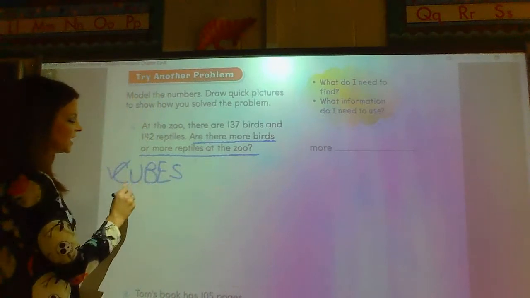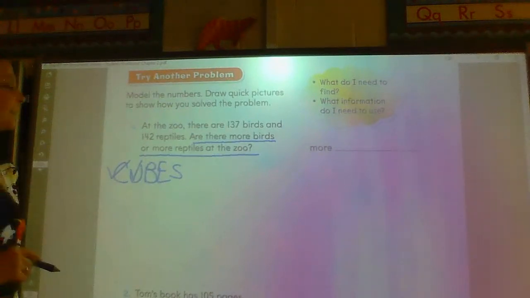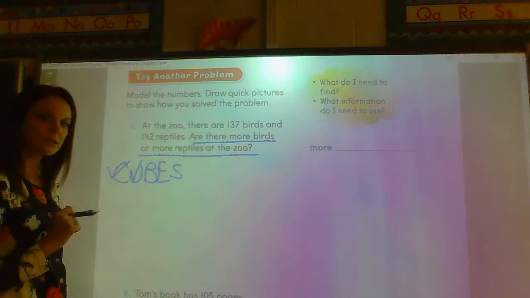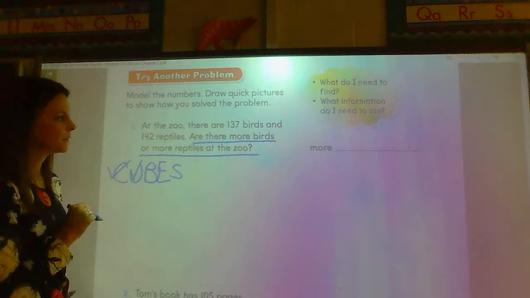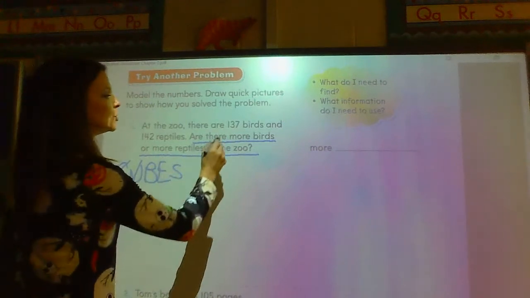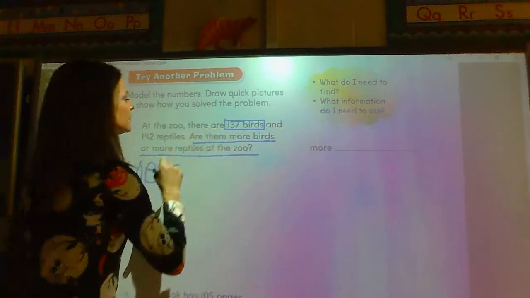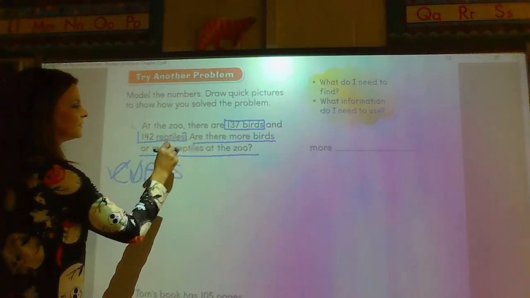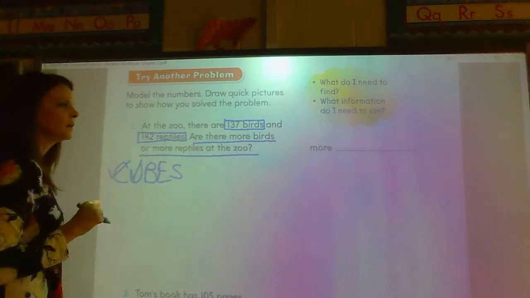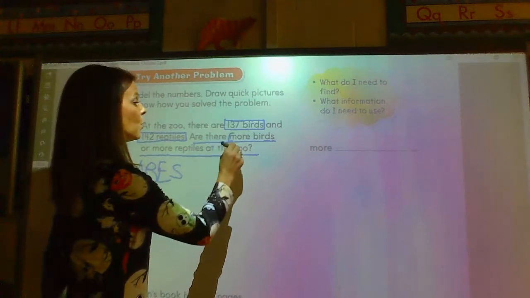And check. What's the next step? Yell it out to me. Box key information. Do you see any key information in here we should be boxing? Take a look at your problem. You should have boxed 137 birds and 142 reptiles. And then in the question, box the word more.